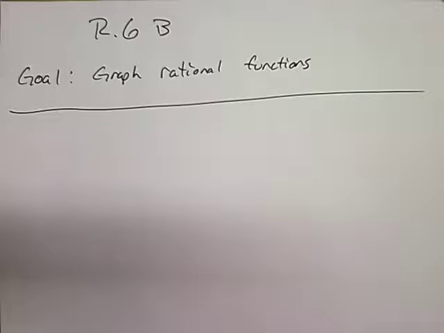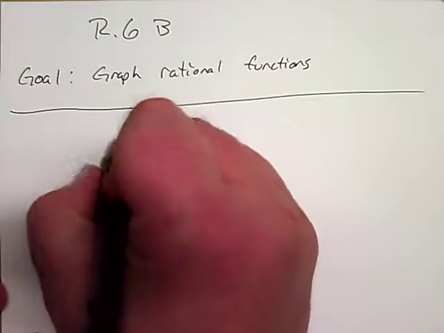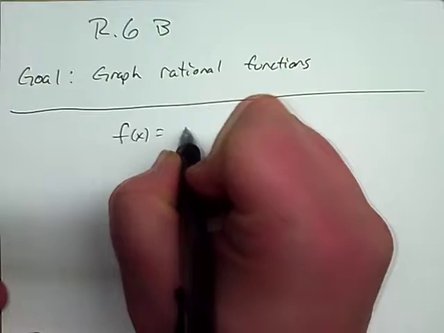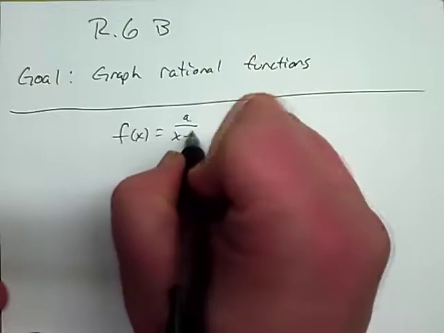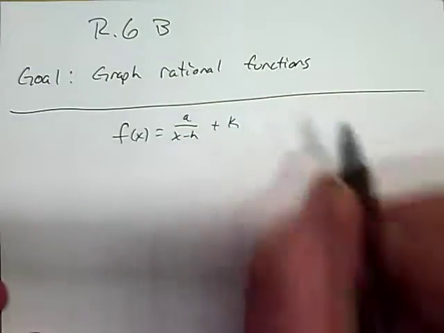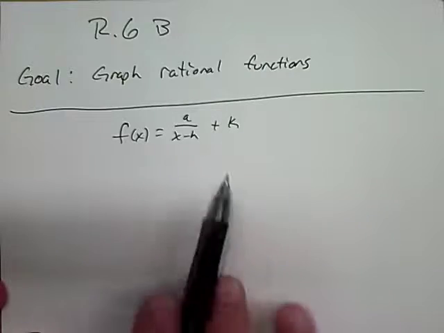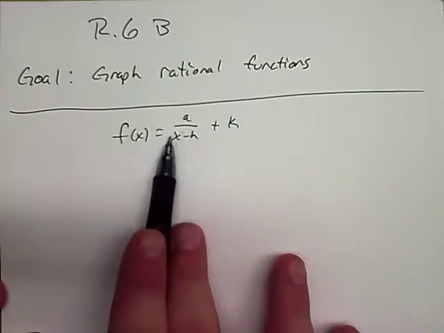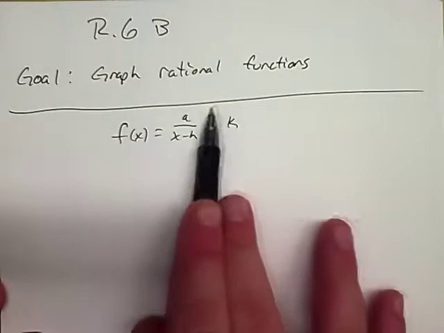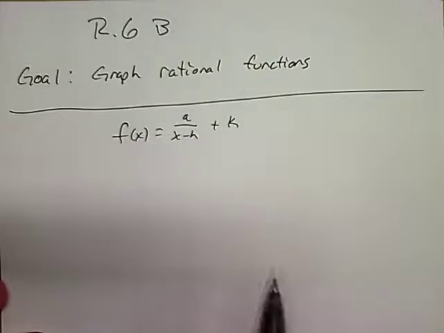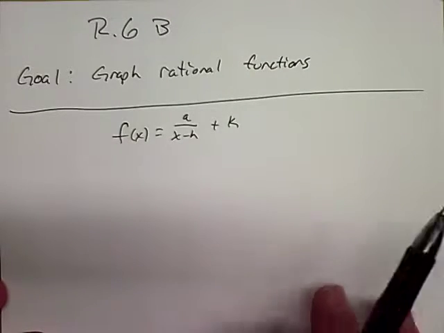All right, we're looking at the R.6B video. Here we're going to graph the rational functions. Now remember that the rational functions that we're looking to graph are all in the form of a over x minus h plus k, right? And now we know how to find the vertical asymptote and the horizontal asymptote. So now I'm going to write down the steps and we're going to graph these things.